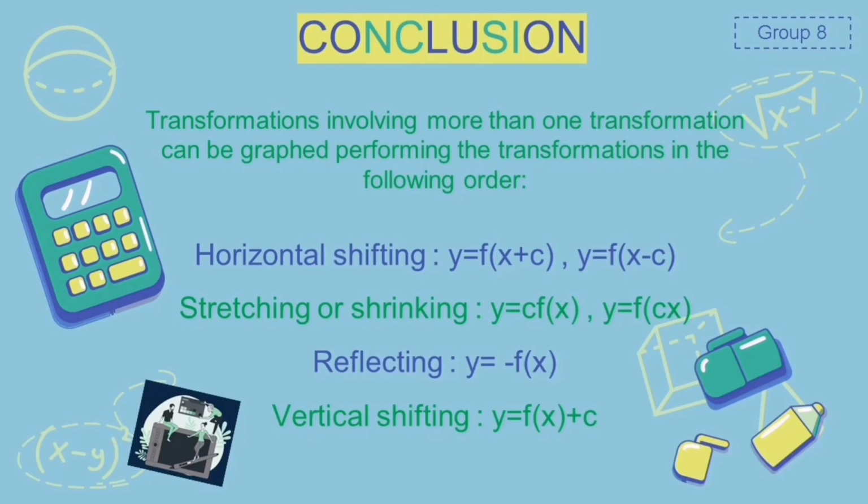Finally, the conclusion from this subtopic is transformations involving more than one transformation can be graphed by performing the transformations in the following order: horizontal shifting, y equals f(x plus c), y equals f(x minus c); stretching or shrinking, y equals c f(x), y equals f(cx); next, reflecting, y equals negative f(x); and lastly, vertical shifting, y equals f(x) plus c.